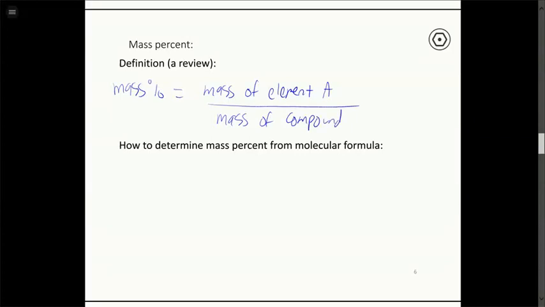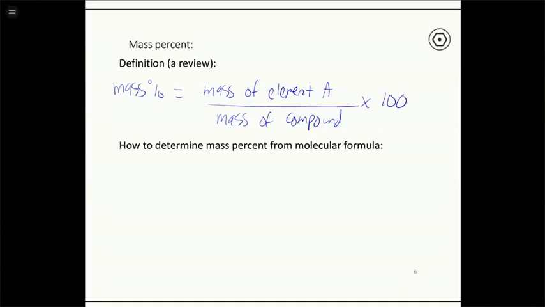Now keep in mind that this ratio here is what we call the mass fraction, but if we want mass percent, we always have to multiply it by 100. Okay, so that's the definition of mass percent, which we learned very early on. And if we now have the molecular formula for a compound, we can use the molecular formula and the atomic and molecular masses to determine the mass percent of any element in that compound.